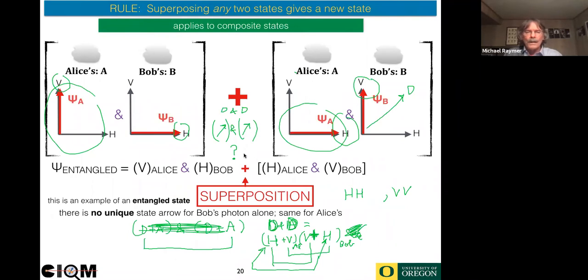So what that proves is that I cannot write this state as D and D, or I cannot write this state as some state of Alice and some state of Bob. That's mathematically impossible. So the point of all that is that you cannot think of this state as being D for Bob and D for Alice or something. This is truly an entangled state, which cannot be written as Alice's state and Bob's state. That's the nature of entanglement.